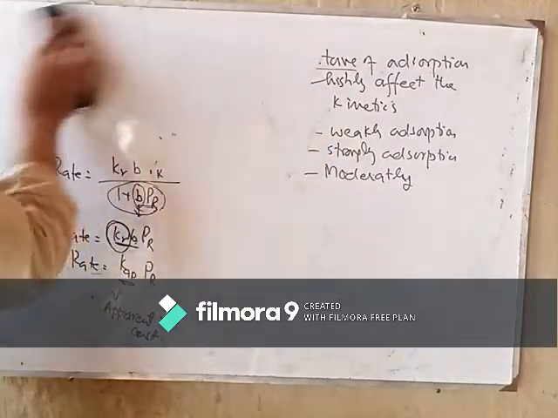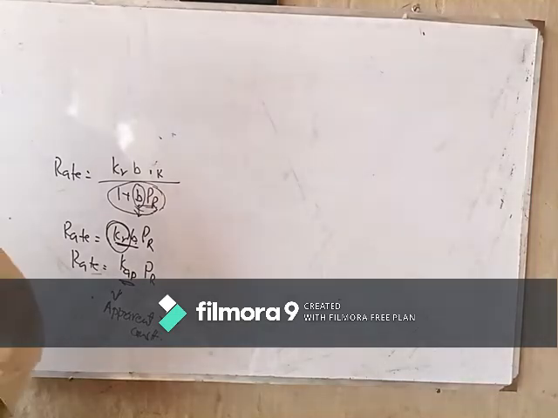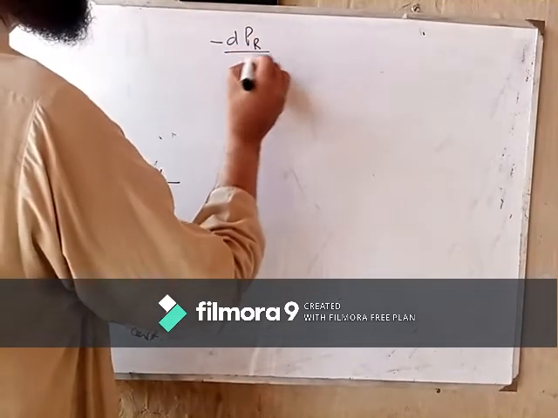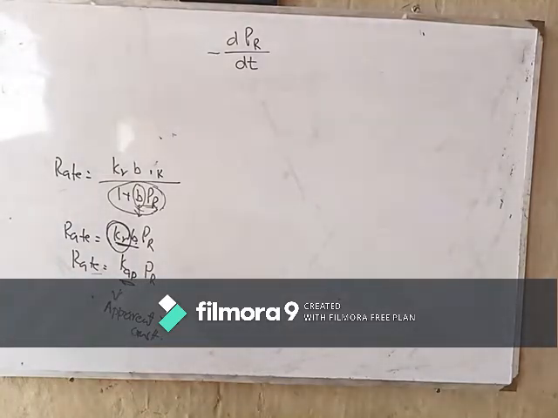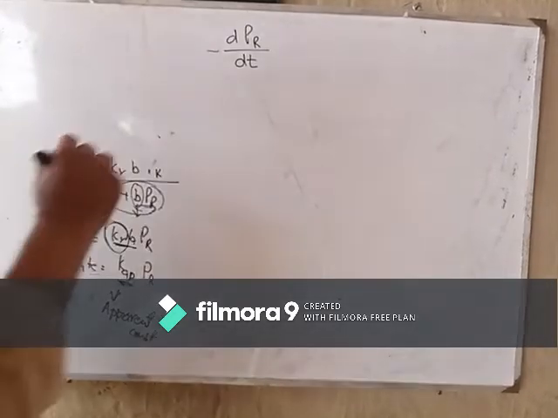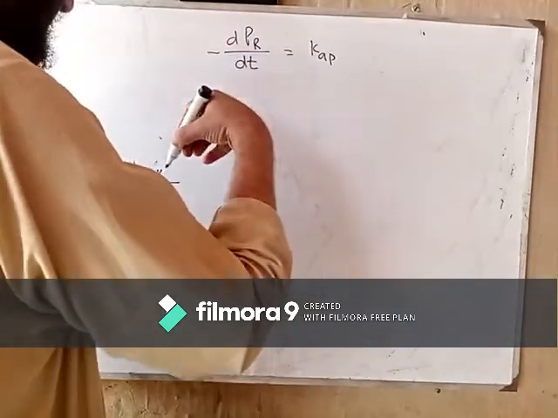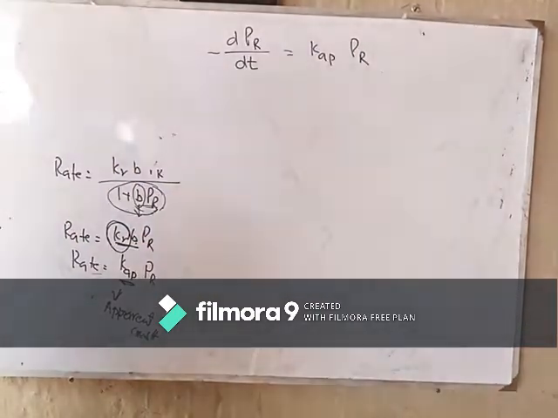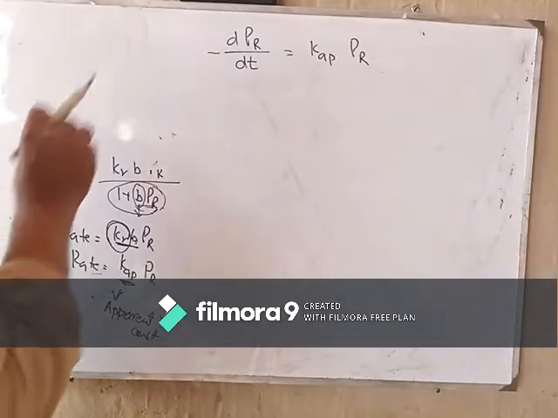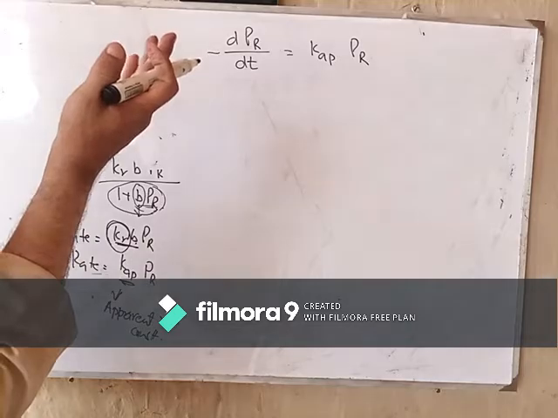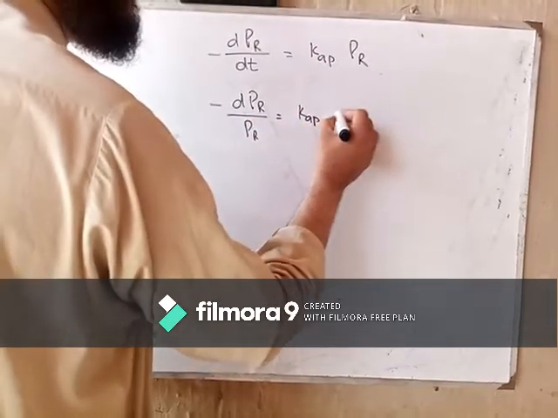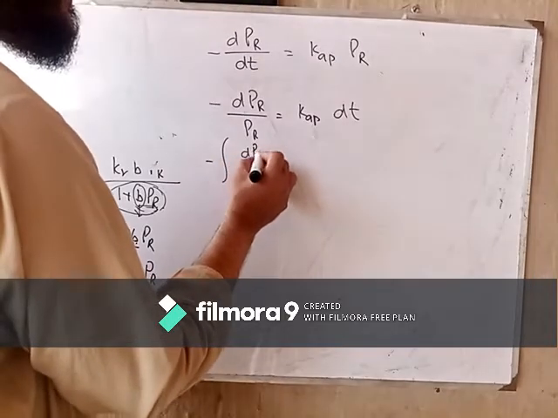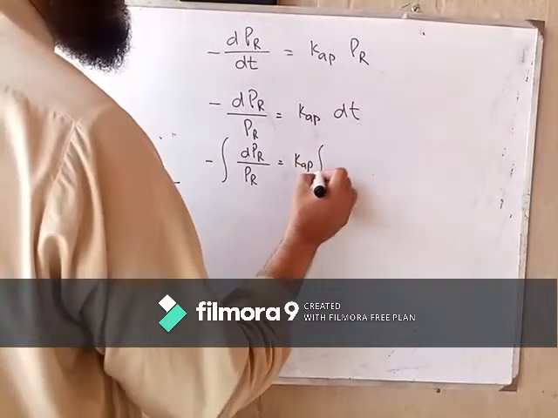तो अब इस rate को हम express कर सकते हैं minus dPR divided by dt, it is rate of reaction. Minus sign इसलिए use करते हैं कि pressure of the reactant decreases with the passage of time. अगर product की term में express करना है, dP of P, तो फिर ये positive sign के साथ होगा, equal to KAP PR. ये differential rate expression है for surface catalyzed reactions when a gas is weakly adsorbed. So this is a simple first order equation. Rearrange करते हैं: dPR divided by PR equals minus KAP dt. अब इसको integrate करते हैं.